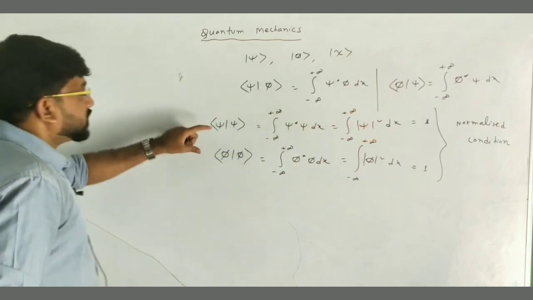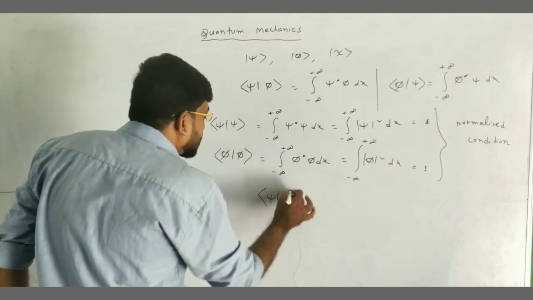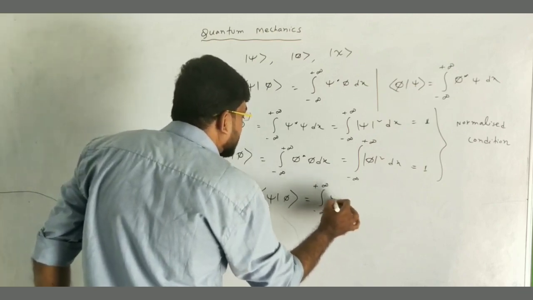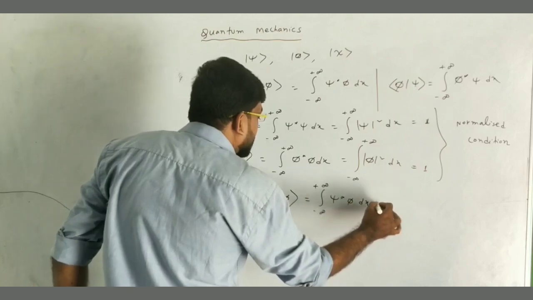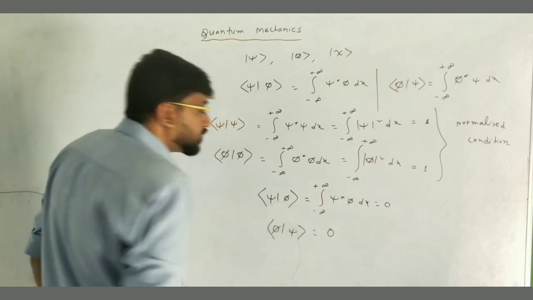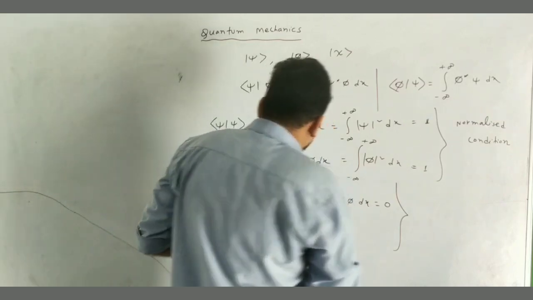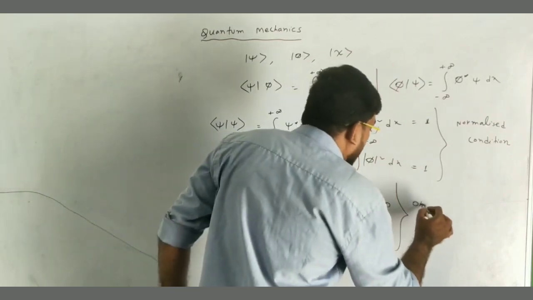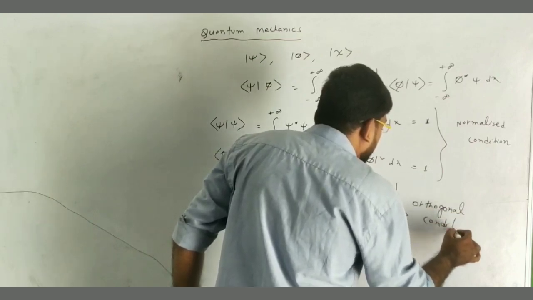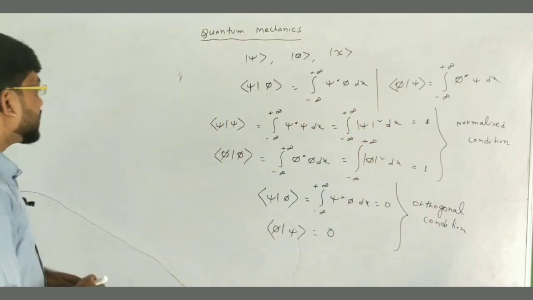But suppose the scalar product of psi with phi gives you a null result, that is the integral from minus infinity to plus infinity of psi star phi dx equal to 0, or if phi with psi gives you 0, then in that case you can say that phi and psi are orthogonal to each other. So this is the orthogonal condition.